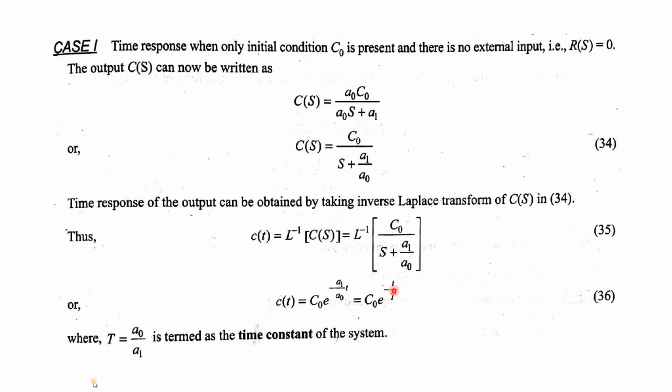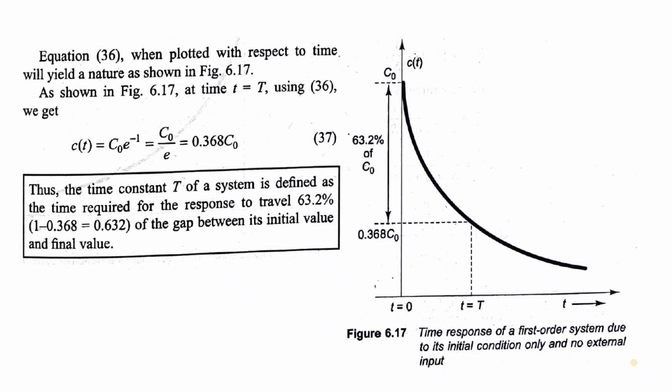Now if you want to plot it, since this is an e to the power minus equation, it is an exponentially decreasing function, isn't it? You have studied this in your circuit theory also, it is very common. Suppose e to the power minus alpha t, so that means it is an exponentially decreasing function. So when the time t is equal to the constant T, then it becomes e to the power minus 1, so it becomes 0.368 C0.